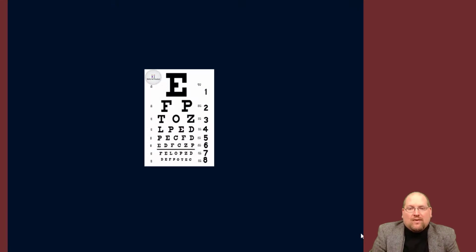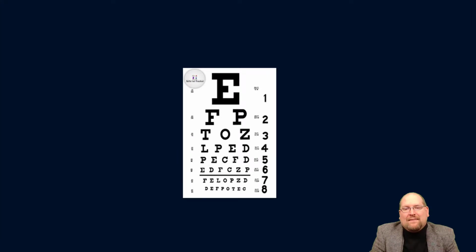What I want you to do is cover your right eye, like this, and see if you can read these letters, top to bottom, left to right, with that right eye covered at about 20 feet away. And when you're done, do the same thing covering the left eye. It's almost like you're back in grade school doing that eye test. So take a second, do that little activity, and see how you did.